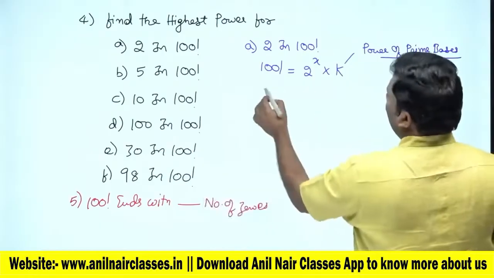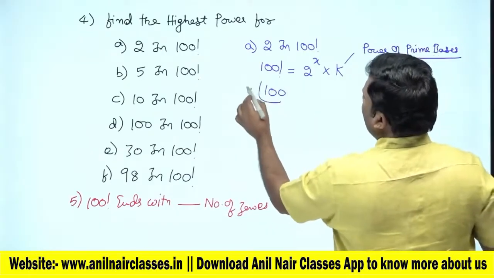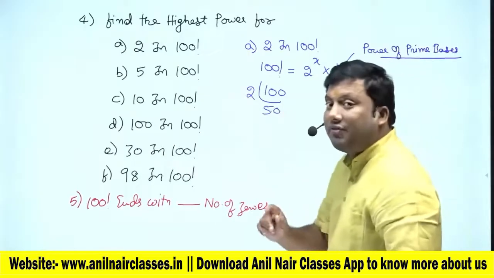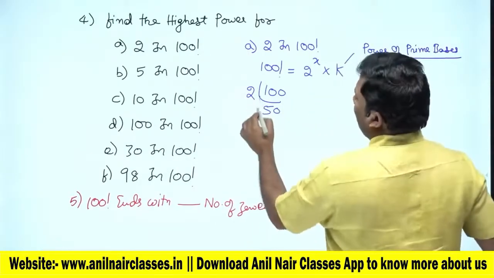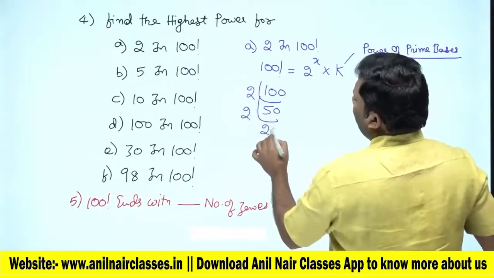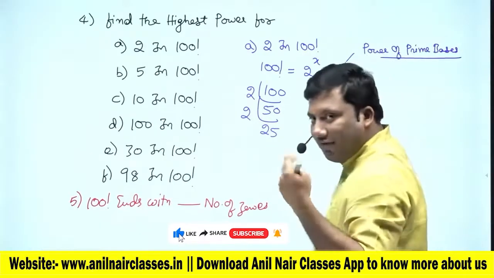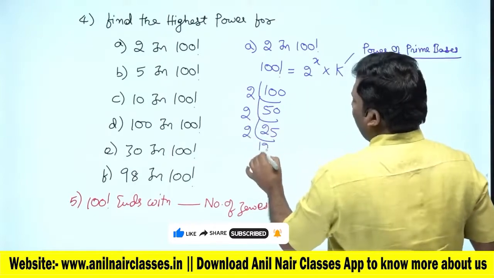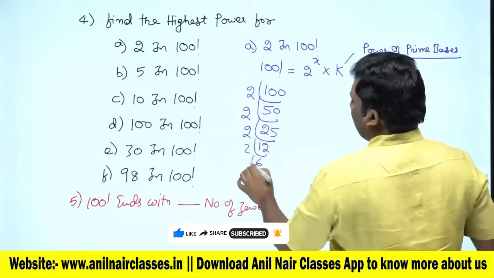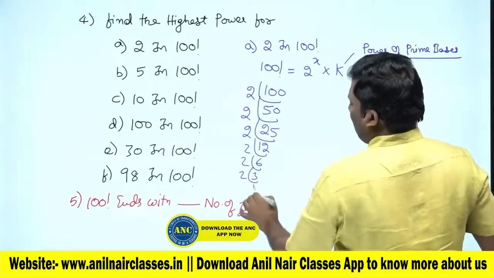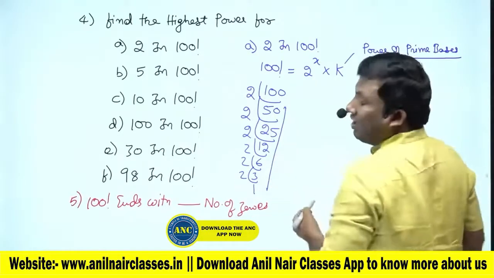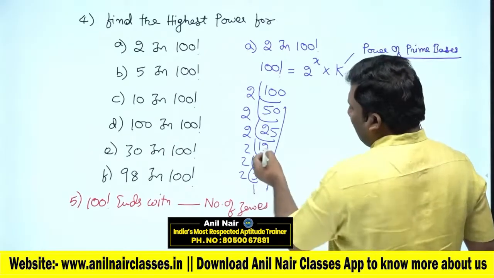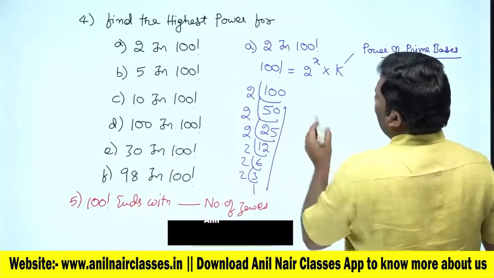So 2 power we want. 100, 2 5s are 10, 2 50s are 100. Again, what is 50? There are 50 multiples of 2. There are 25 multiples of 4. Every power of 4 is also a power of 2. 2 12s are 24, 2 6s are 12, 2 3s are 6, 2 1s are 2. So add all this because every power of 4 is also a power of 2. 50 plus 25 plus 12 plus 6 plus 3 plus 1, it is 97.